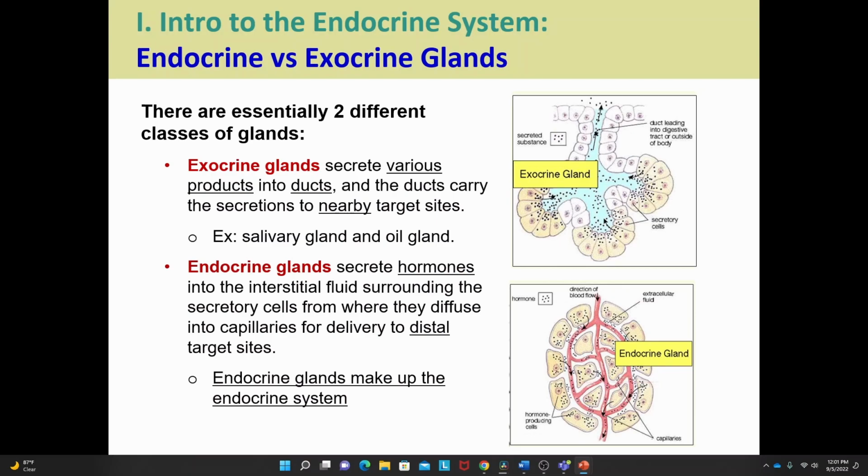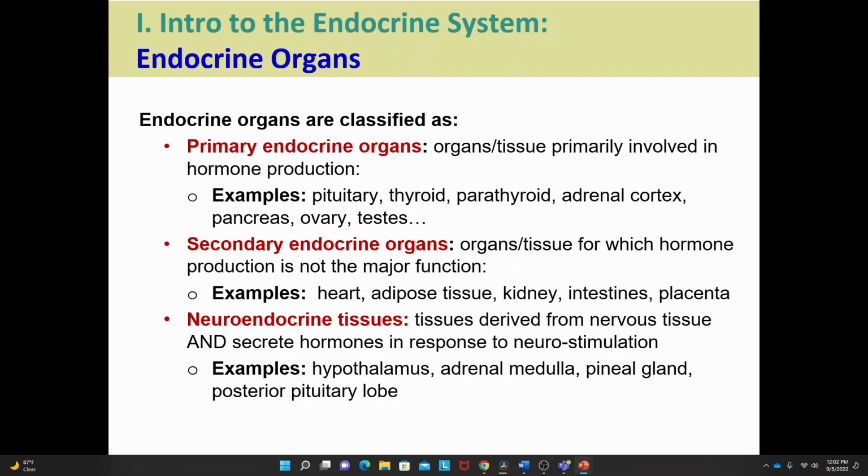So we can also further classify the endocrine organs based on whether they are primary, secondary, or neuroendocrine. The primary endocrine organs are the ones primarily involved in making hormones. So they're going to directly make hormones that you need. Like your pituitary gland makes hormones. Your thyroid and parathyroids make hormones. Your adrenal cortex, your pancreas, your ovaries, your testes, those all make hormones. That's like their job, right? One of the main big things they do is make these hormones.